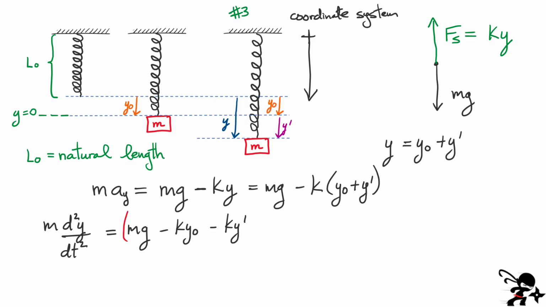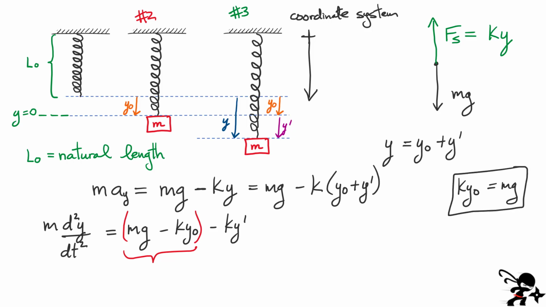But what about all of these terms? Look at this first term here. This is exactly the same expression as we obtained for this second image right here. We said that this is the definition. This is how you find y0. Right? In the first part of the video, I wrote that ky0 has to be equal to the weight. That is how you find the equilibrium position. So guess what? This term right here is actually equal to 0. So don't even worry about it. Let's just get rid of it.